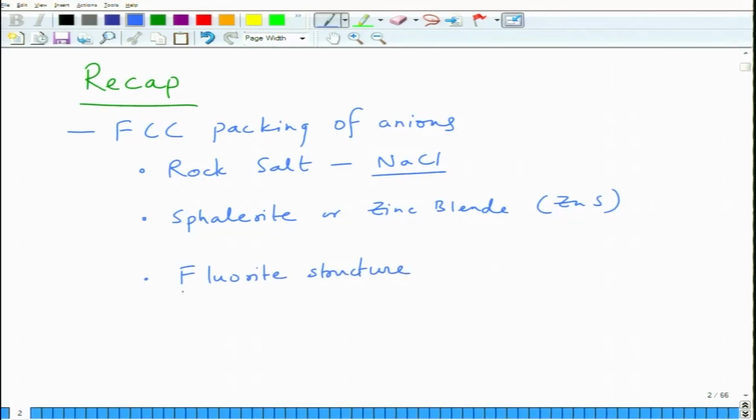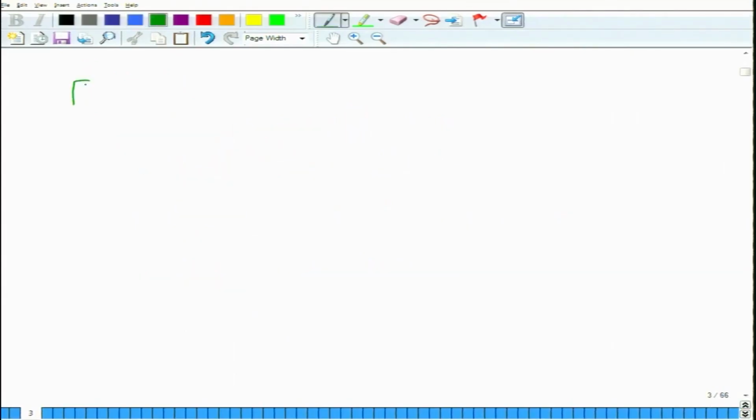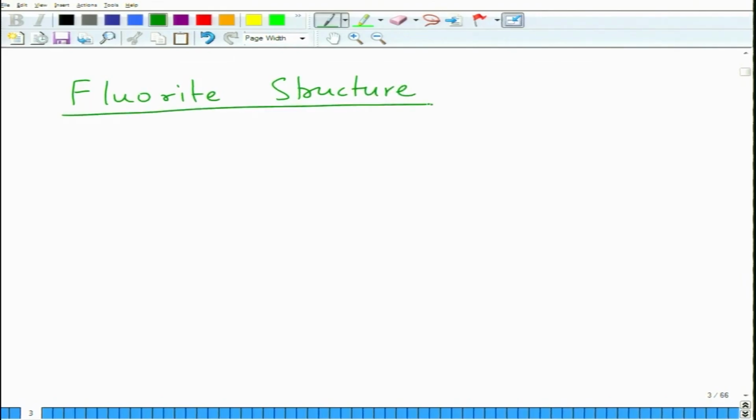This also includes fluorides or antifluorides, which we will discuss while we discuss the fluorite structure. So we started discussing this. The fluorite structure is based on the parent compound CaF2. Now this is based on your radius ratio.